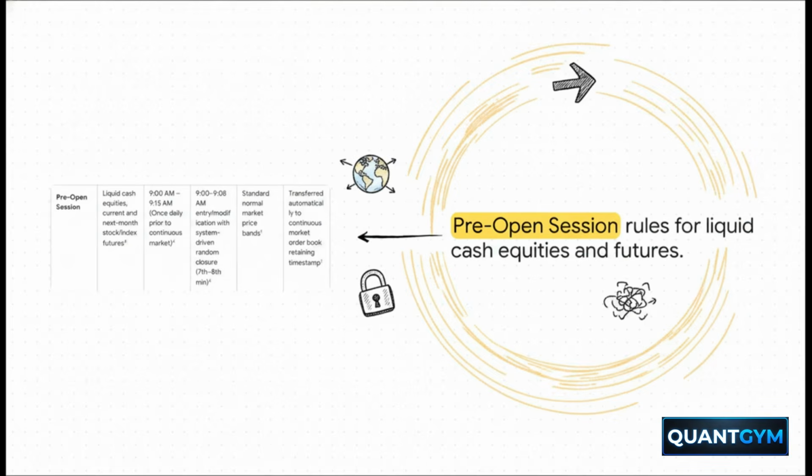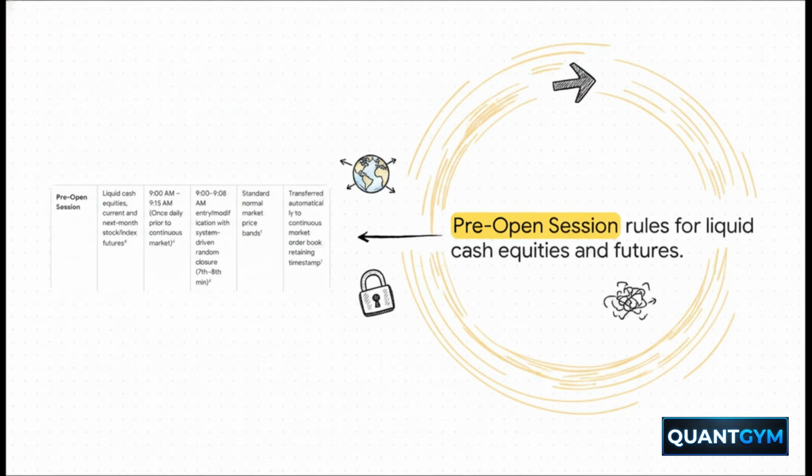Now, what's really interesting about this slide is how the pre-open session operates for liquid cash equities and futures. Check this out. From 9 a.m. to 9:15 a.m., the market isn't even open for continuous trading. It's just sitting there collecting orders, absorbing all the overnight global developments and corporate news. And here's the genius part. To prevent massive institutional players from gaming the system by placing and then pulling fake orders at the absolute last second, the order entry window has a system-driven, completely random closure somewhere in the 7th or 8th minute.